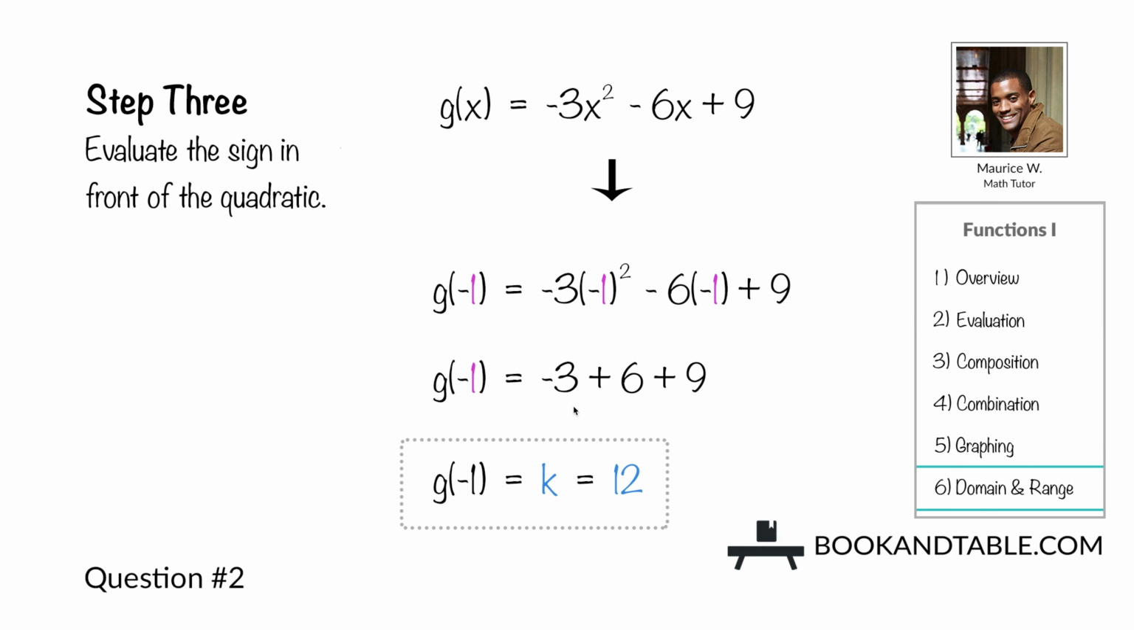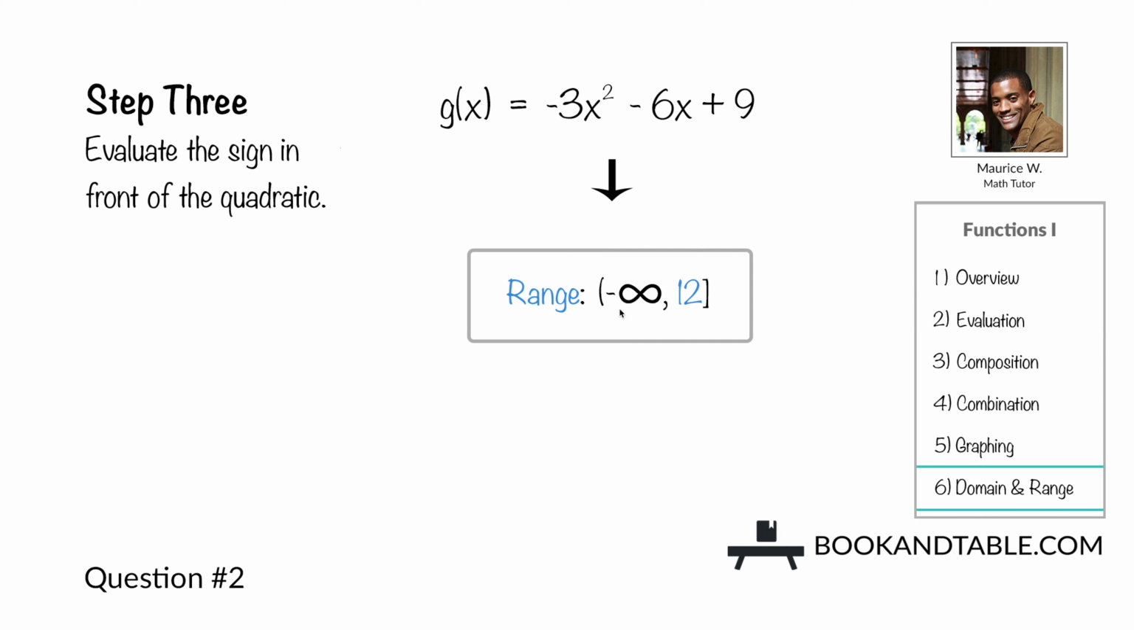So we need to evaluate the sign in front of the quadratic. And we see that it's negative, which lets us know the function is going to trend down towards negative infinity as its low point. So once we know the graph is going to open downward towards negative infinity as its low point, and we have 12 as its high point of the range, that lets us know the range is from negative infinity to positive 12, including positive 12. So that is the answer to question number 2.